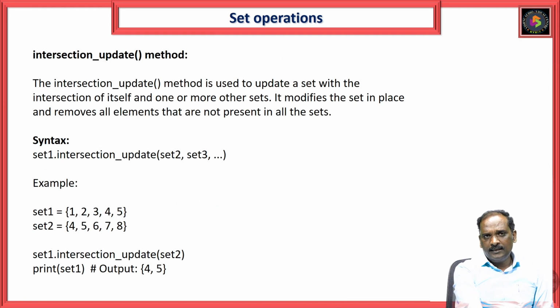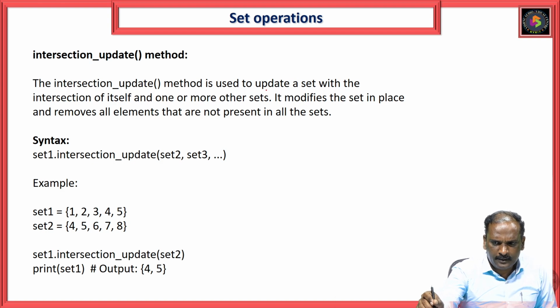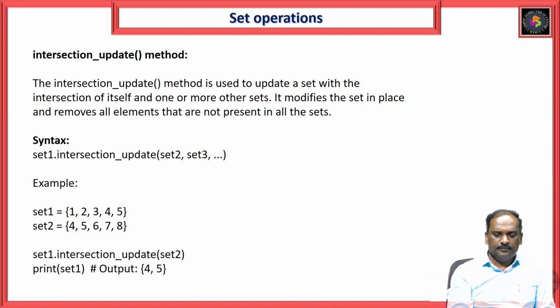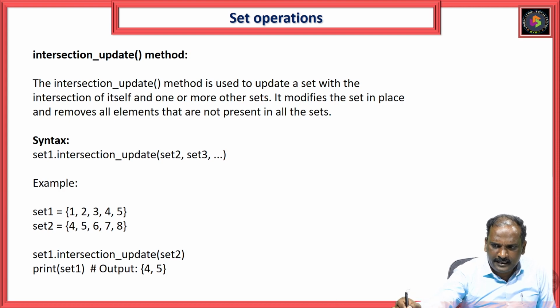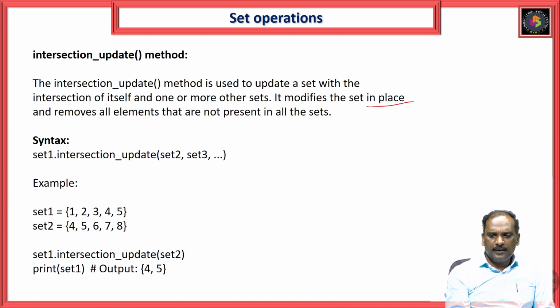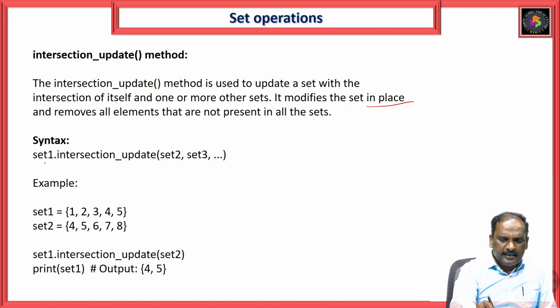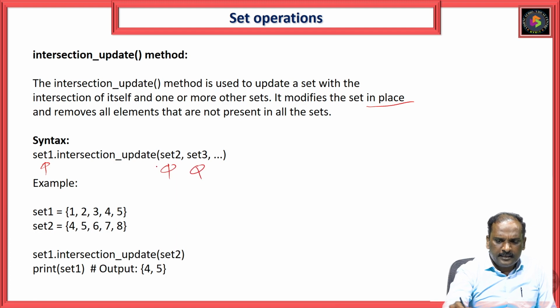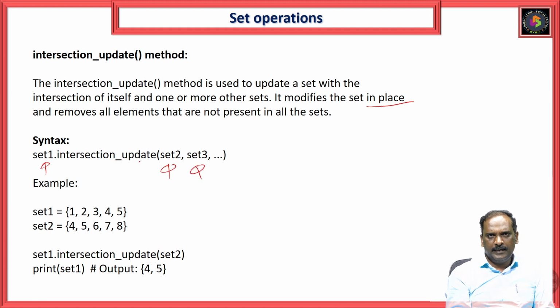Intersection update. Intersection will return the new set, but intersection update will update the calling set in place. The intersection update method is used to update a set with the intersection of itself and one or more sets. It modifies the set in place and removes all the elements that are not present in all the sets. So the syntax is: this is the calling set or the original set, and these are the arguments which are passed to the intersection underscore update method.